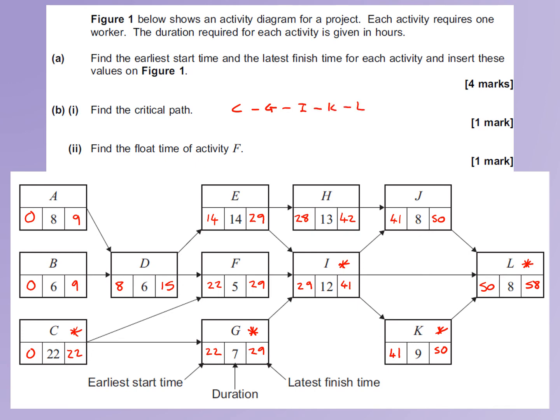We now want to find the float time of activity F. So we can see that activity F has a latest finishing time of 29 and an earliest start time of 22, which gives a window of 7 in order to complete the activity. The duration of the activity is 5, so 7 minus 5 gives a float time of 2. So the float time for activity F is 2.